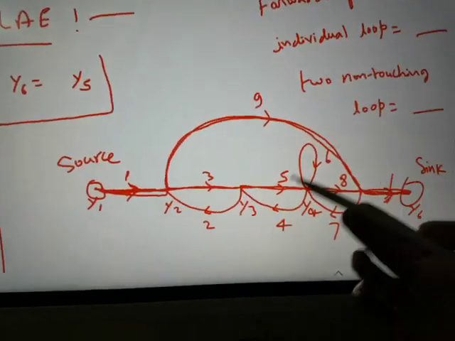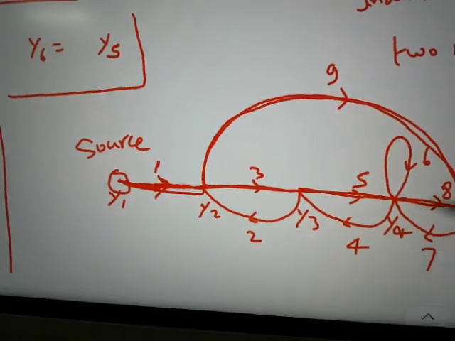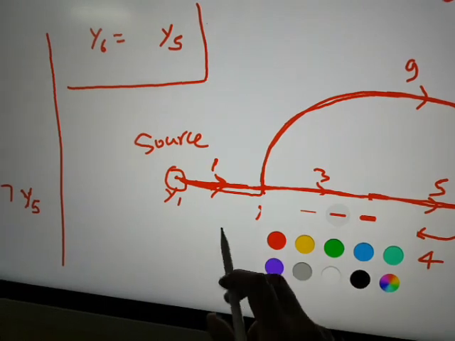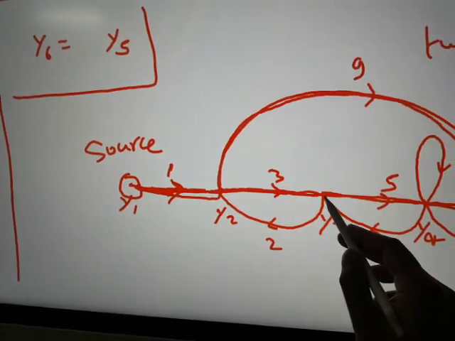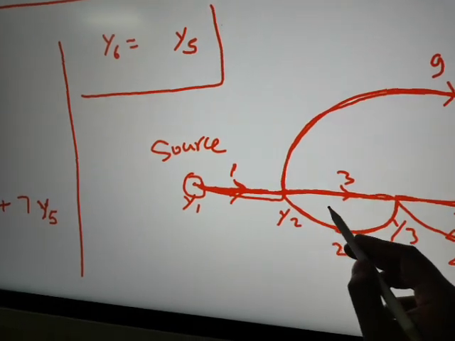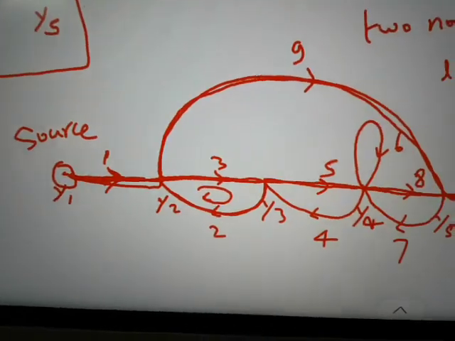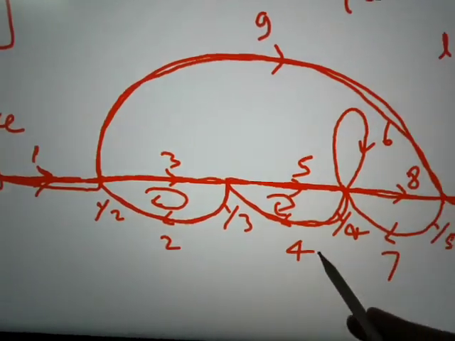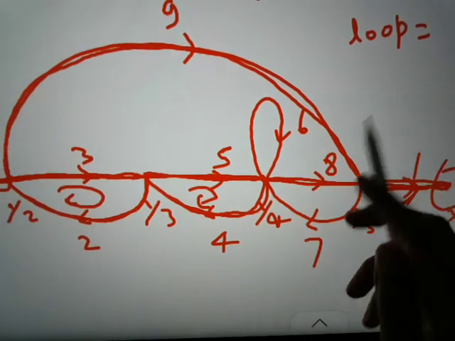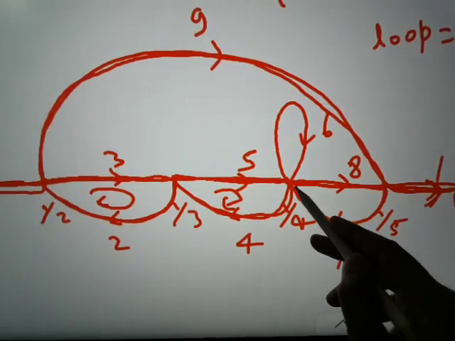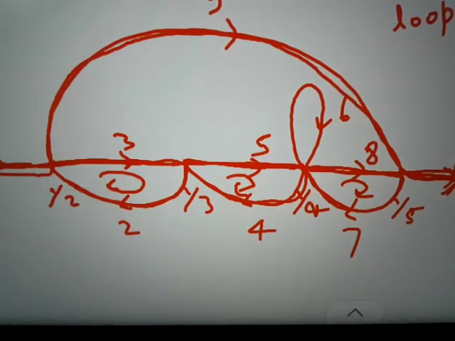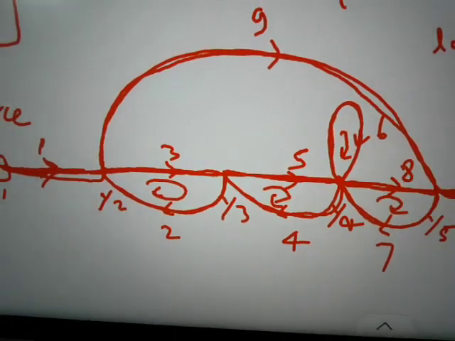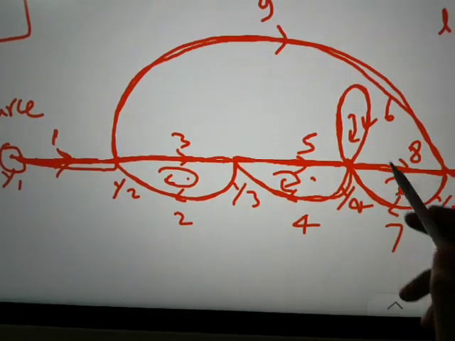Okay, individual loops. What is the definition of a loop? We start at some node and end at the same node. Now we start from this node and end at this node, so this is one loop. Now we start from this node and come back to this node, so this is another loop. We start from this node and come back to this node, so this is another loop. Now we start from this node and come back to this node, so this is another loop. So 1, 2, 3, 4 loops.